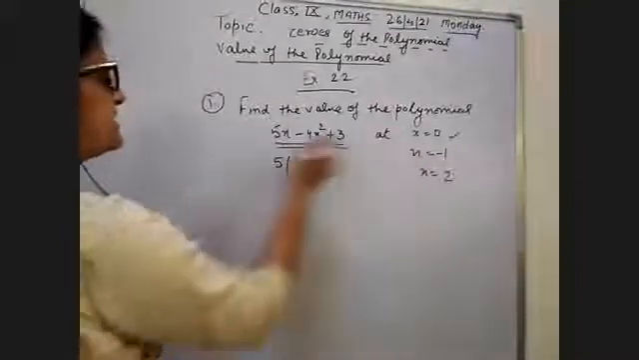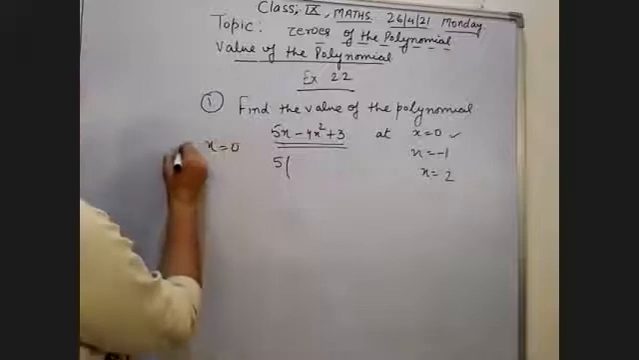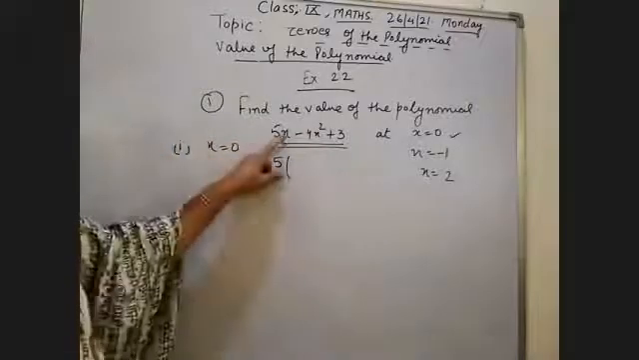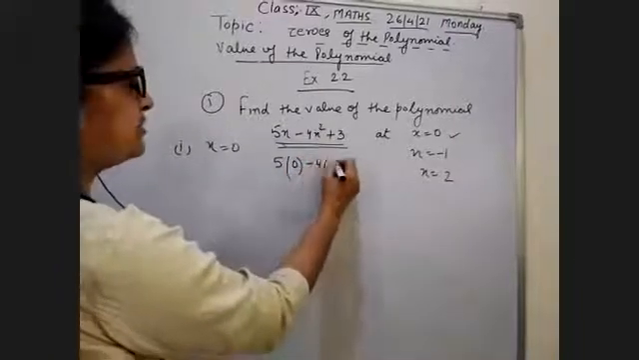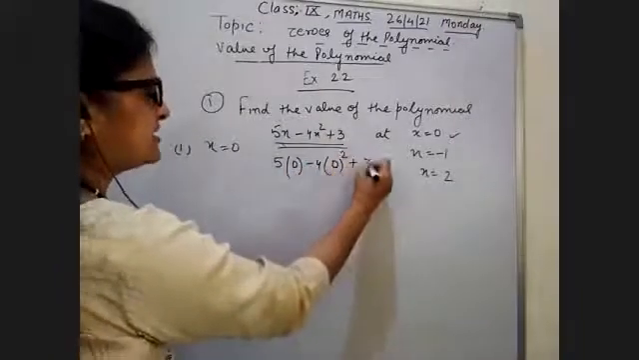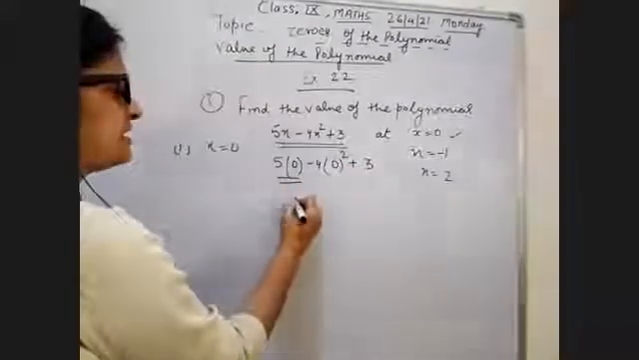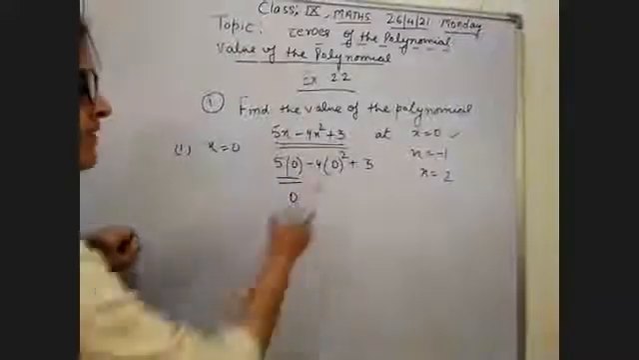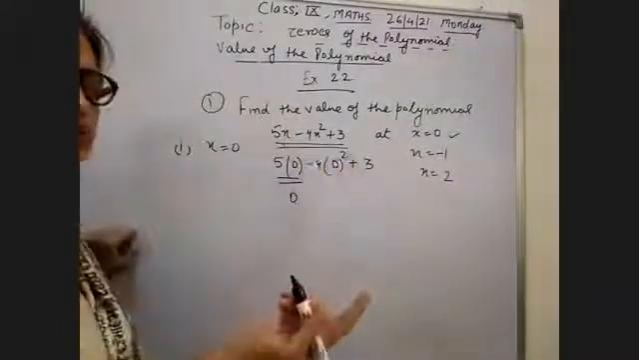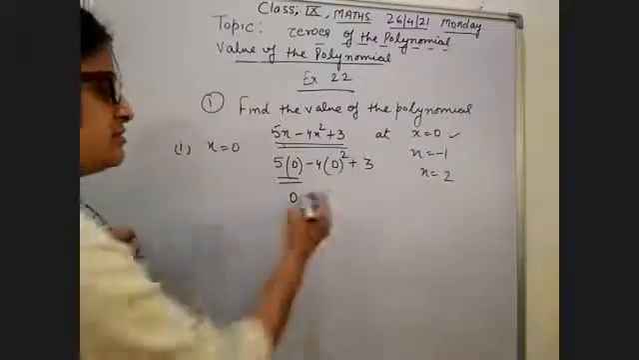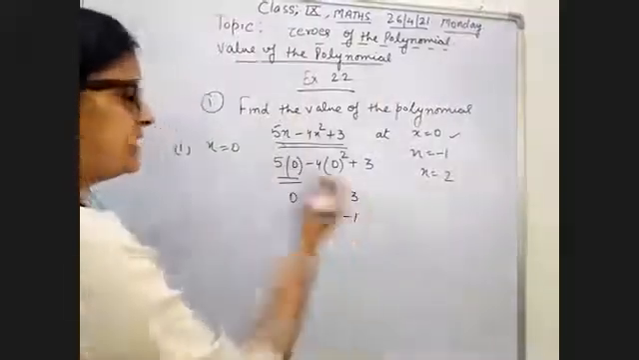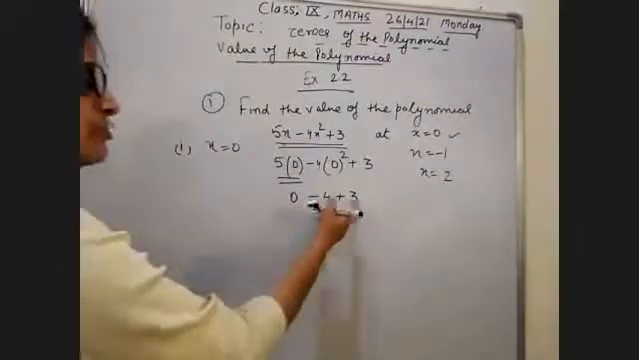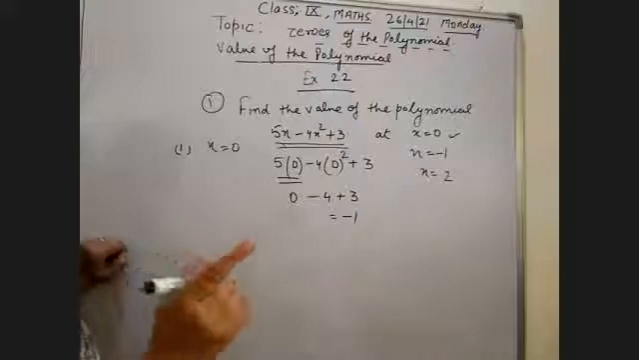When we put x equal to 0 in the first case, we get 5 into 0, minus 4 into 0 square, plus 3. 5 into 0 is 0, and 0 square is also 0 into 0, which is 0. So minus 4 plus 3 is equal to minus 1.